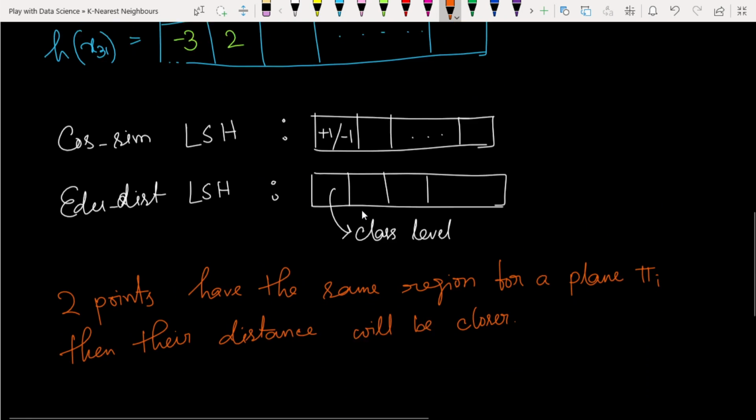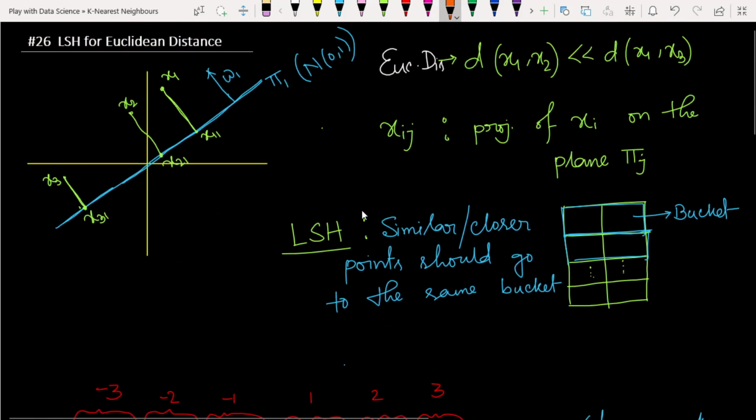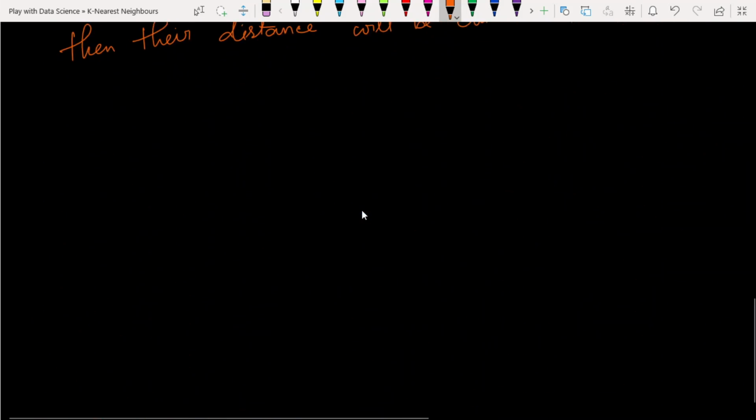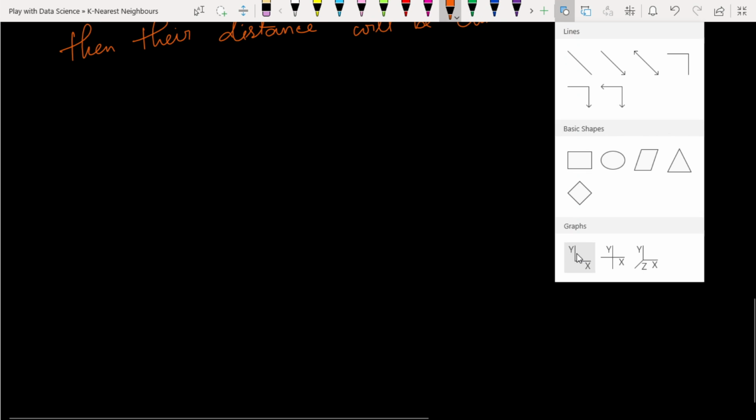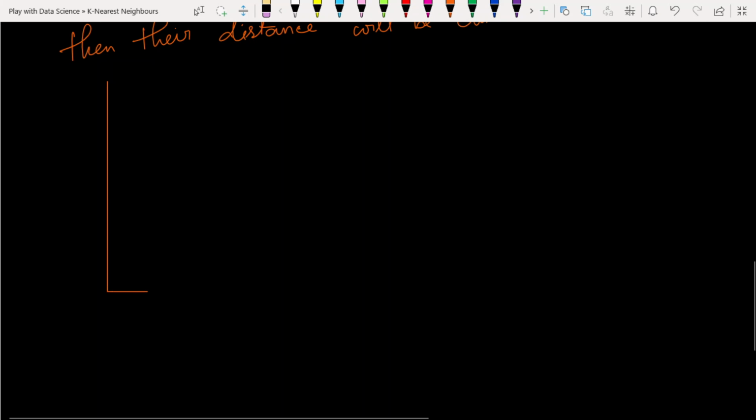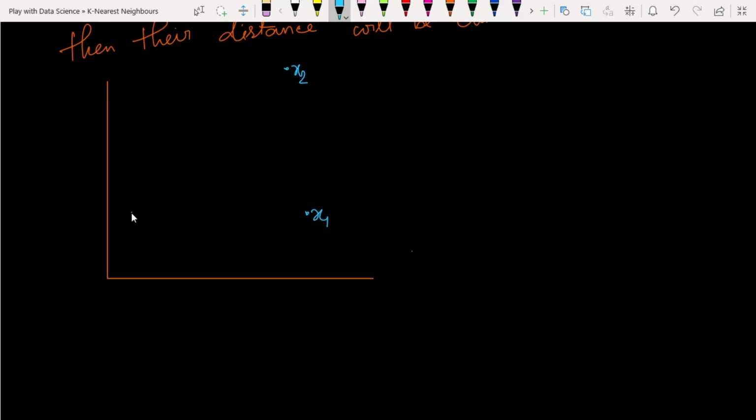Okay, now let's see. Now there is another problem. So what is the problem? Let's see the problem first graphically, then we will discuss it step by step. Suppose this is our data set and this is our data point like that. Suppose this is our 1 point x1, suppose this point is x2, this point is x3. Now this is the pi 1 plane.